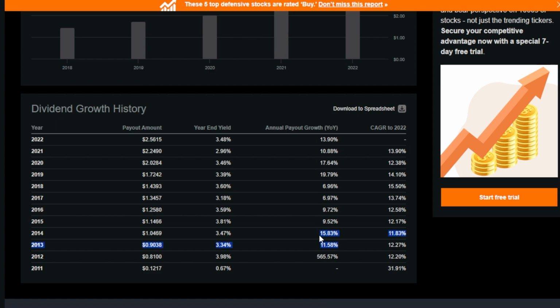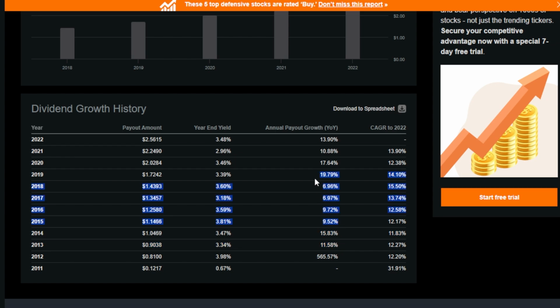For example, SCHD from 2013 to 2014, we're looking at anywhere from a 12 to 15% year over year dividend growth rate. That means that whatever you were getting paid in dividends the year before, you are now getting a 12 to 15% raise. Now, I can't speak for all of you, but that makes me very, very excited, and that really intrigues me to buy more and more shares.